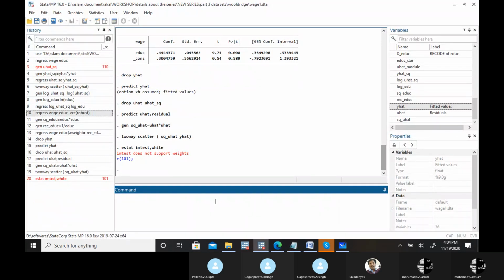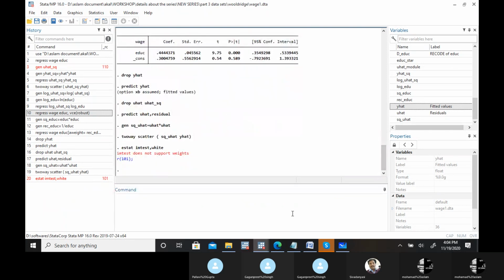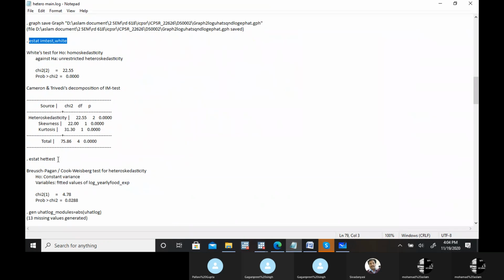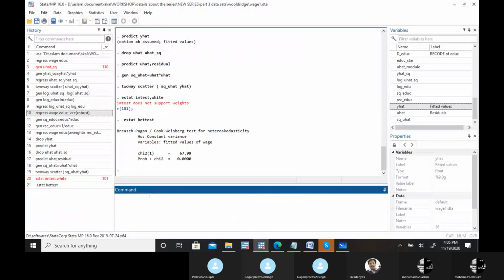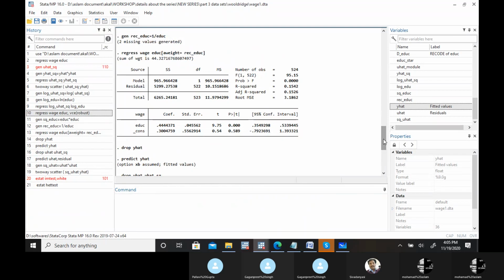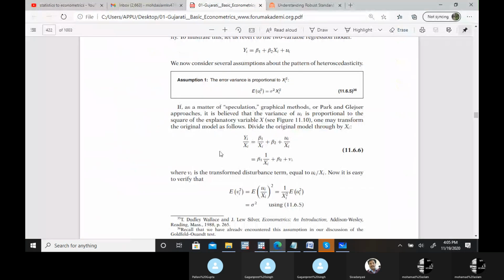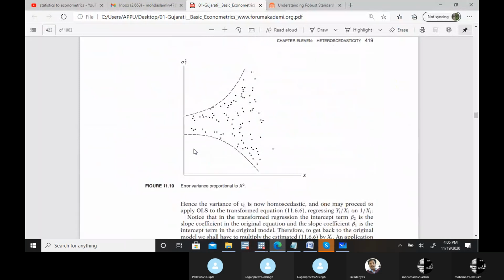it won't support this model. So let's start with the test statistic, the Breusch-Pagan test, but I think it won't take an applied weight model. Still there is heteroscedasticity. So it is not removed even after applying this reciprocal of education as a weight variable. It means that our assumption might be wrong. So then you have to take another assumption.